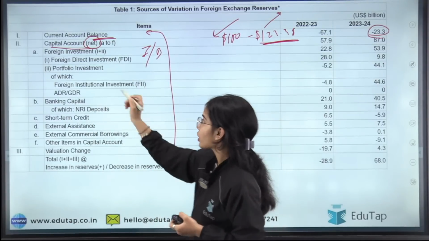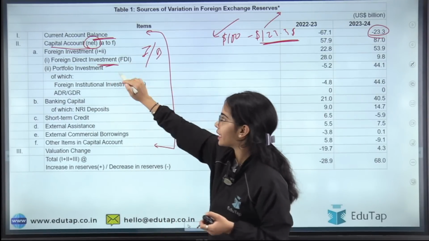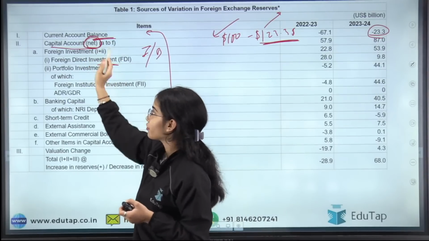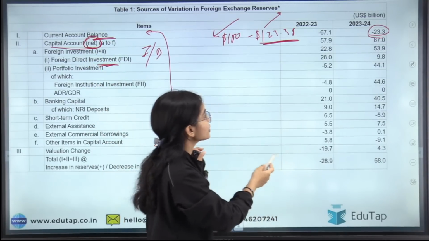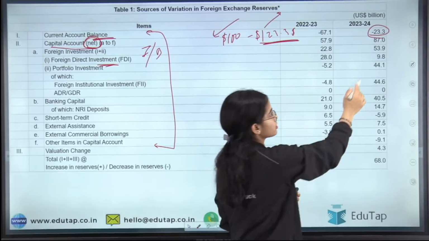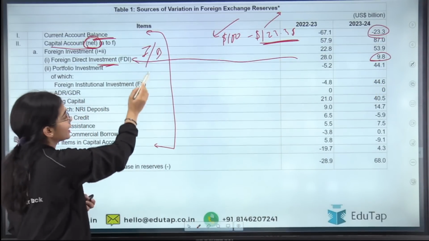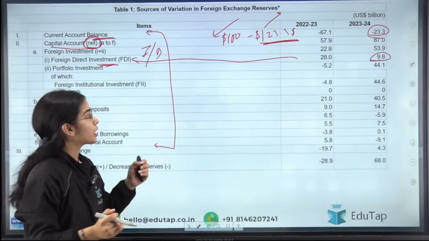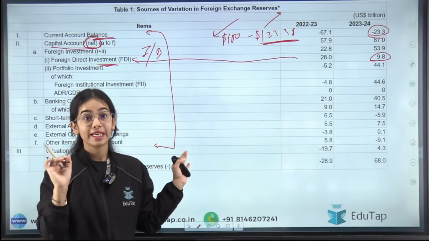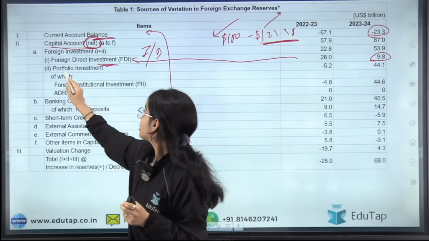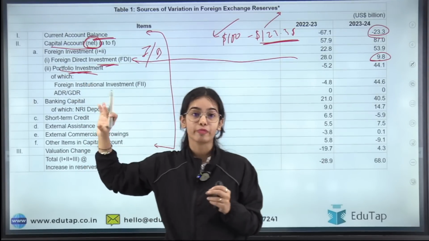Okay, so in the foreign direct investment, you can see that the net foreign direct investment is how much? $9.8 billion. This is the net FDI that has happened in this year. Okay, then the net FPI is very high.